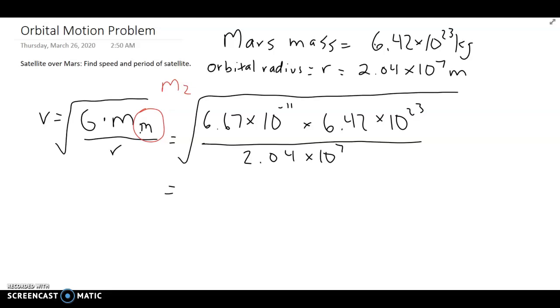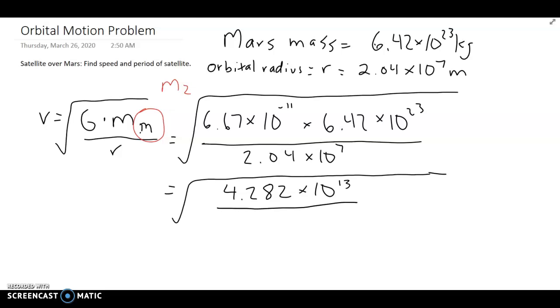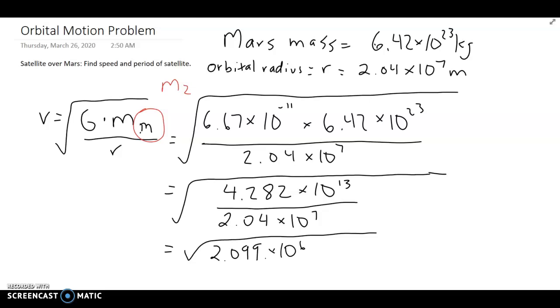Especially if you're using a calculator that doesn't have a scientific notation, the EE button. This makes it really difficult if you aren't sure what you're doing wrong to try to figure it out. So when I do this math, I get 4.282 times 10 to the 13th over my 2.04 times 10 to the 7th. And then when I divide that, I then get 2.099 times 10 to the 6th.